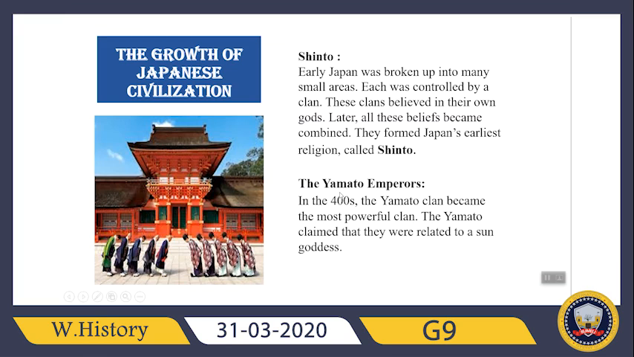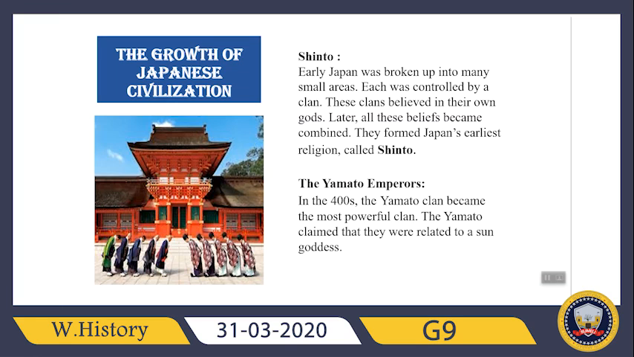So in the 400s, the Yamato clan became the most powerful clan, and the Yamato claimed that they were related to the sun goddess. So they thought themselves the most leading and powerful clan. Why? The reason is that they claimed to be descendants of the sun goddess. This was the reason that they thought they were the most powerful.